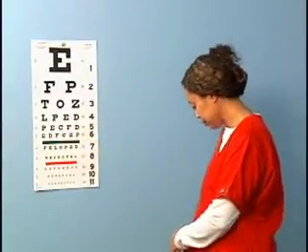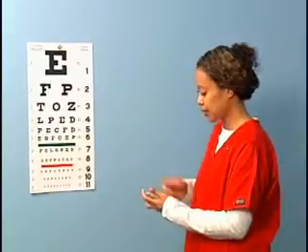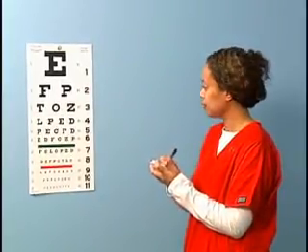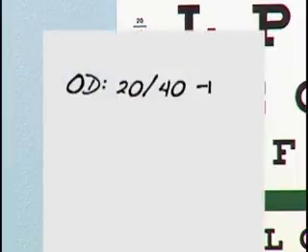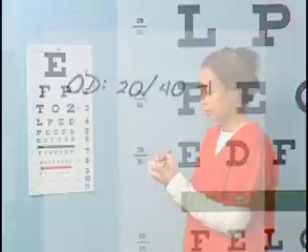Jot down the numbers that were at the side of the smallest line of letters that the patient was able to read. With her right eye, Leah read the 20/40 line with one error. This is interpreted as 20/40 minus 1. If one or two letters were missed, record the visual acuity with a minus sign next to the bottom number, along with the number of letters missed. If more than 2 letters were missed, the previous line is recorded.